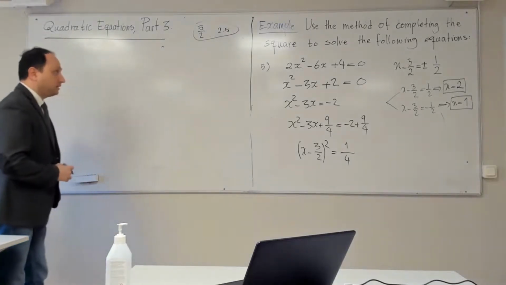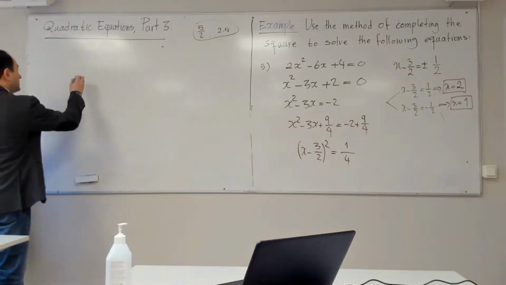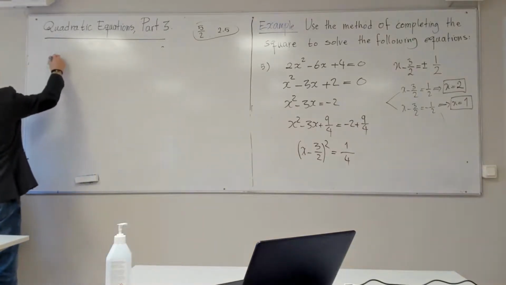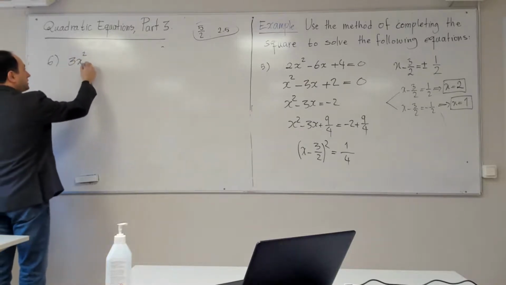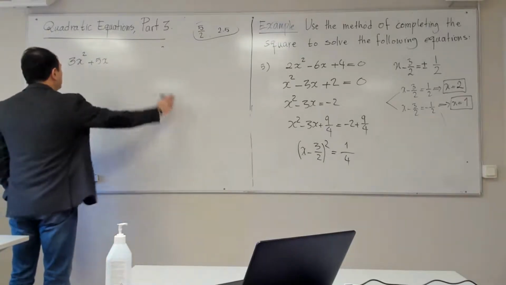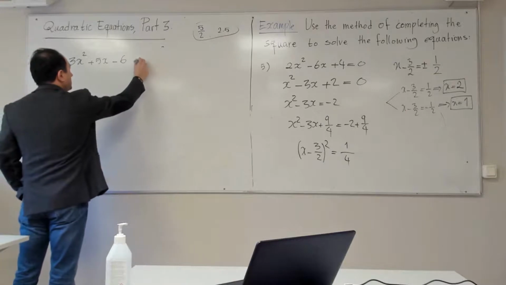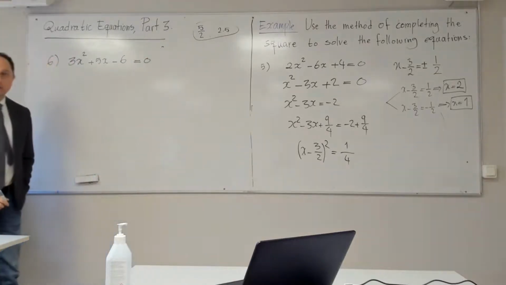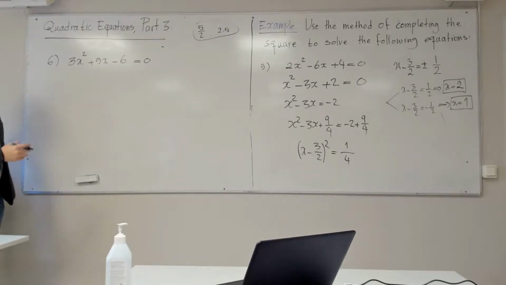Okay, so let me give you another example. Let me write this. Number 6, let me write 3x squared. Let me work with fractions here. Plus 5x. And then here, let me write minus 6 is equal to 0. I want to use the completing the square method to solve this equation.